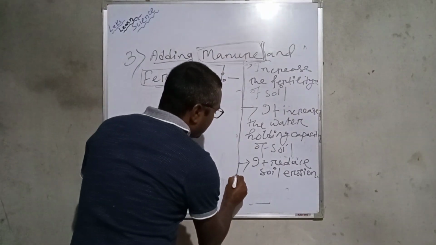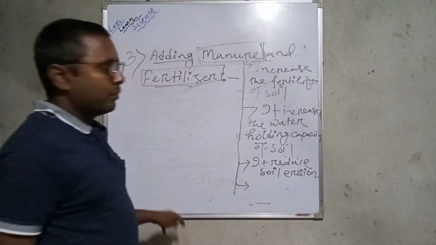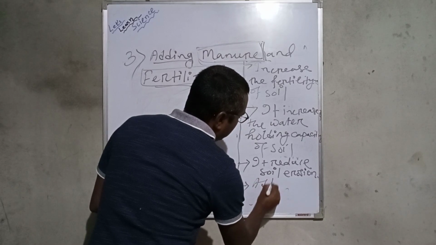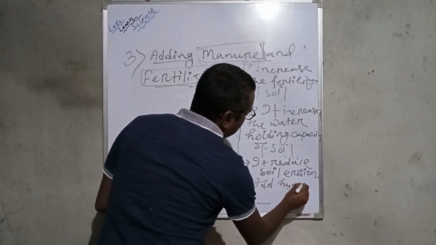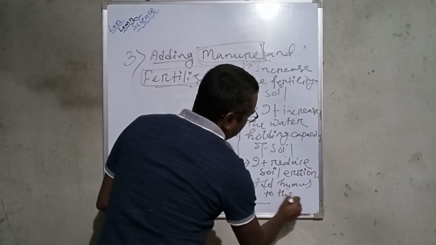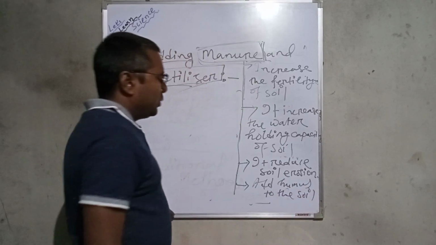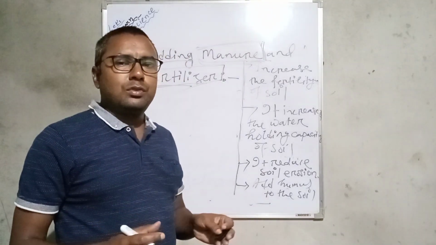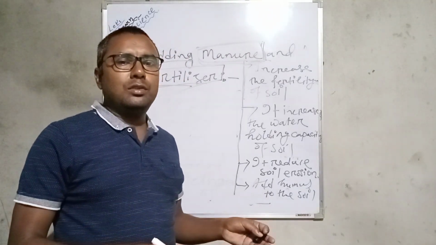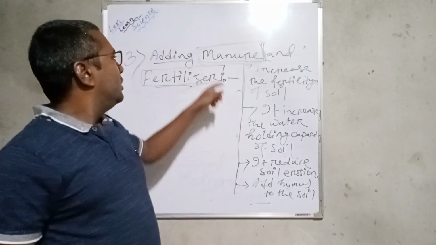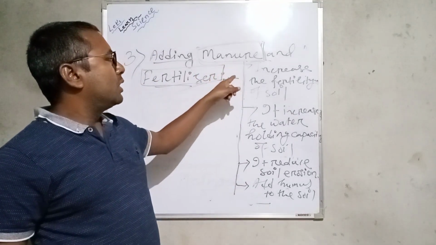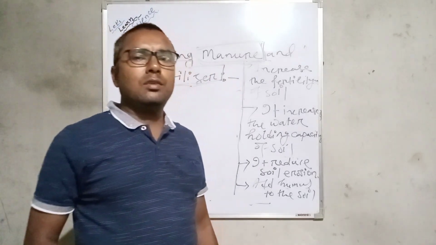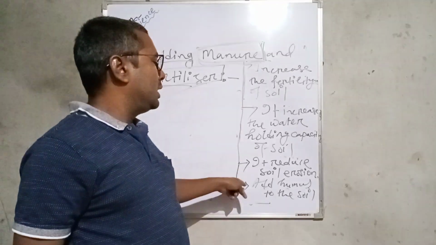It also adds humus to the soil. Besides that, it helps the microbes to live in the soil. That's why manure is very important to add in the soil to increase the fertility of the soil as well as for all these advantages.